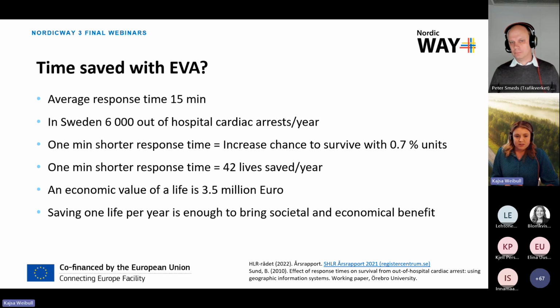If we look at this in purely economical values, saving one life is estimated to be worth about 3.5 million euros, meaning that we will save society 3.5 million euros if we save one life. In the NordicWay 3 project, we have calculated that running this kind of EVA system per year would cost about €500,000. So this means that if we are to save one life with the EVA system, we are bringing societal and economical benefit.